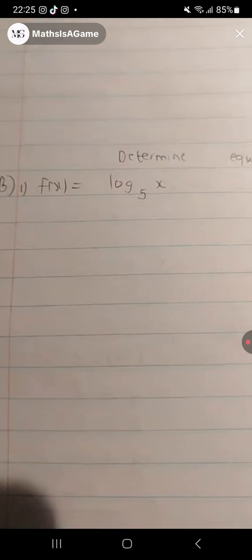f of x is equal to log x base 5. Step number one of this that we do is that f of x, which is here, what do we need to do with f of x, guys?